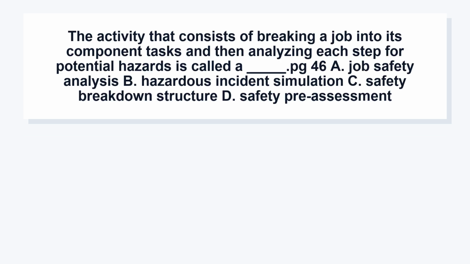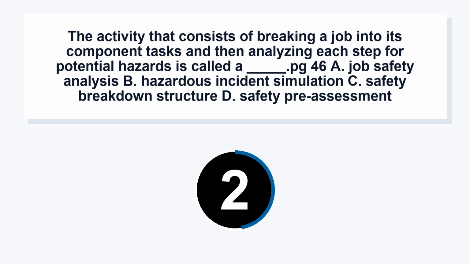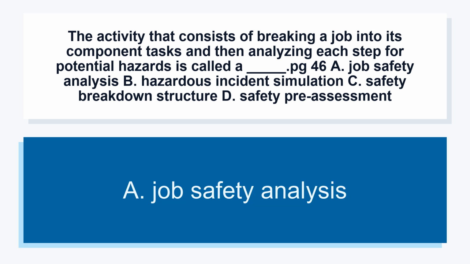The activity that consists of breaking a job into its component tasks and then analyzing each step for potential hazards is called a ______. A, job safety analysis. B, hazardous incident simulation. C, safety breakdown structure. D, safety pre-assessment. A, job safety analysis.